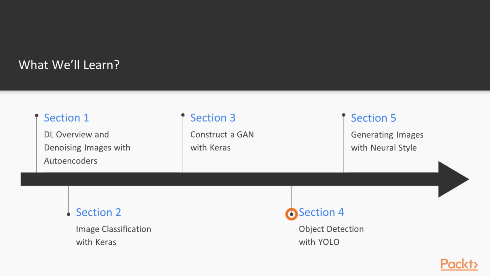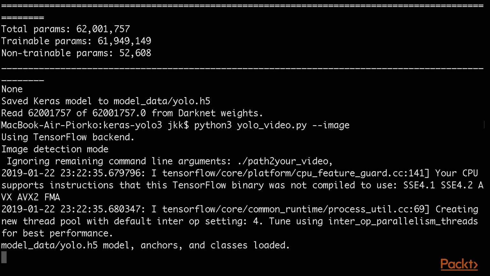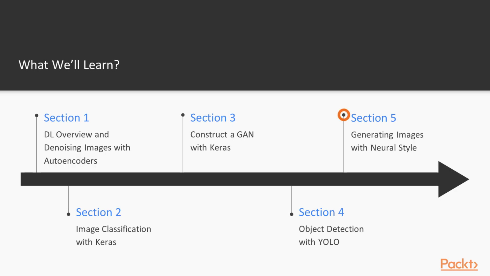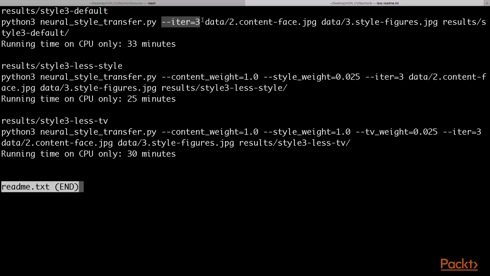Then in section 4 I'll guide you into how we can use Keras for object detection with a very efficient method called YOLO. YOLO is a recent invention and it performs really well. We'll end with section 5 with the very interesting subject of generating what we call neural style. The idea is that we can distinguish content from style in an image, and we can transfer this style to some other image. You'll learn how to do that in Keras. So I think you'll really enjoy section 5 as well.